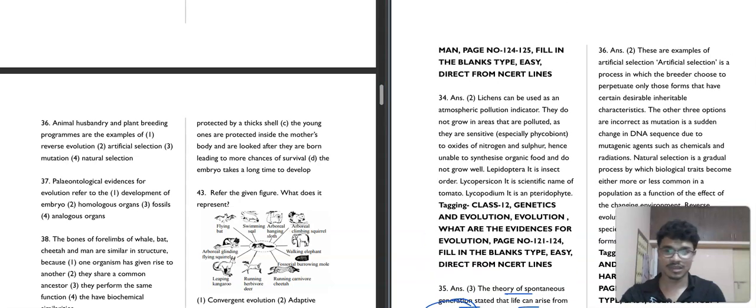Then question number 36. Animal husbandry and plant breeding programs are examples of reverse evolution, artificial selection, mutation or natural selection. So animal husbandry and plant breeding programs are basically artificial selection. Man-made things are happening, selective mating is occurring, selective reproduction, selective breeding is occurring. So this is not natural selection, it is artificial selection. There is no concept of mutation. It is also not reverse evolution. Okay, so second option will be your correct answer. Then question number 37.